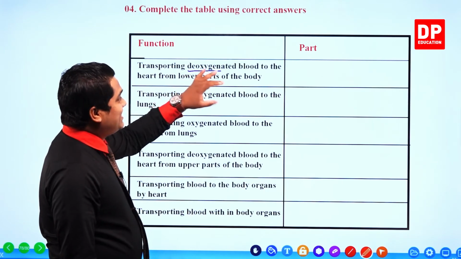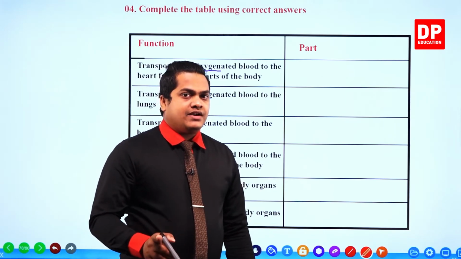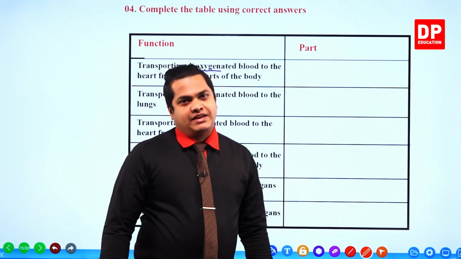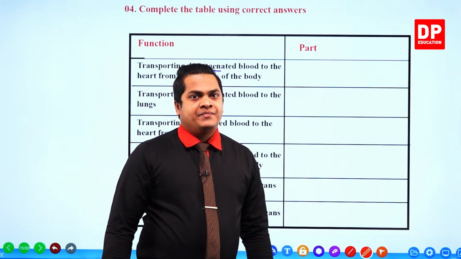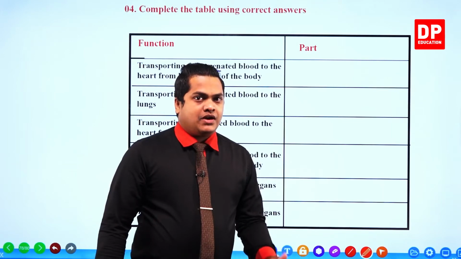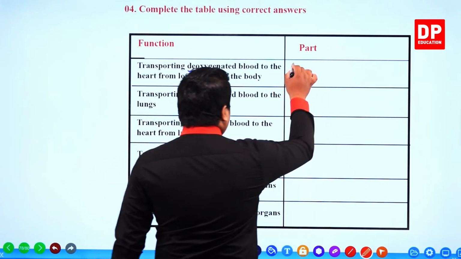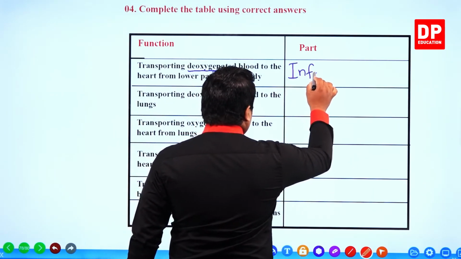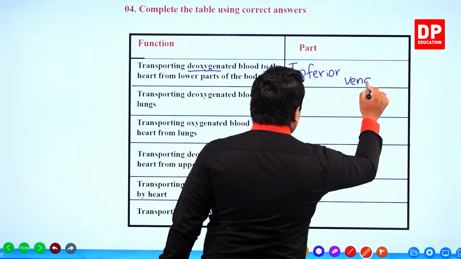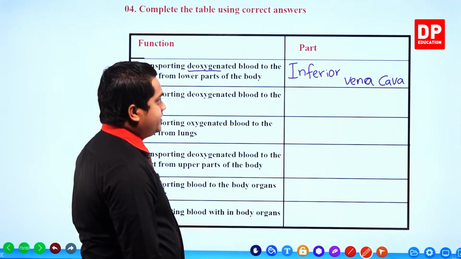Transporting deoxygenated blood to the heart from lower parts of the body. If the blood is coming from lower parts of the body towards the heart, then this is referring to inferior vena cava. Inferior vena cava is the one which is transporting blood to the heart from the lower part of the body.